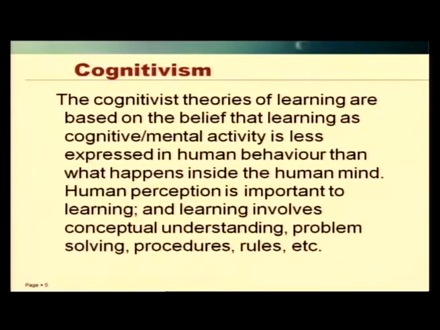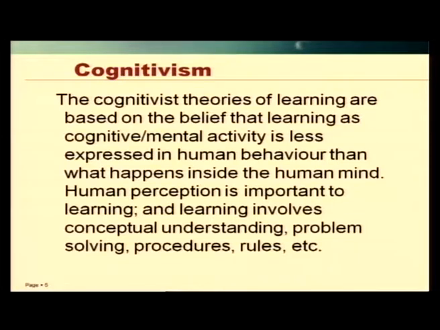Cognitivism, the second theory which came after behaviorism. The cognitivist would simply say that learning is based on the belief that it is a cognitive or mental activity. Many more things happen within the individual rather than outside, and this cannot all be expressed in human behavior, because most of the things happen inside the human being. What happens inside the human mind and human perception is important to learning, and learning involves conceptual understanding, problem solving, procedures, rules.